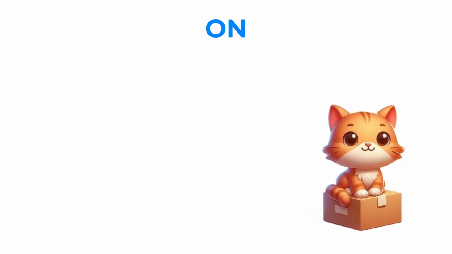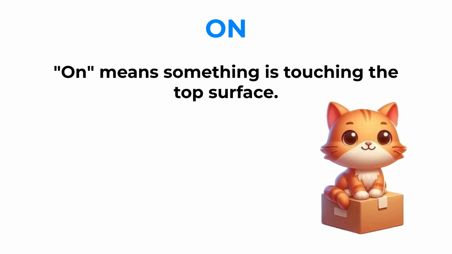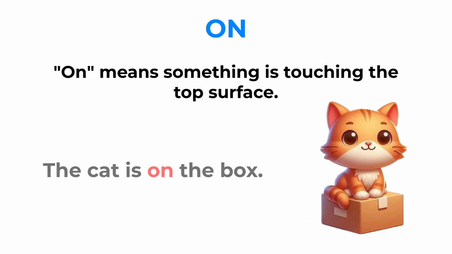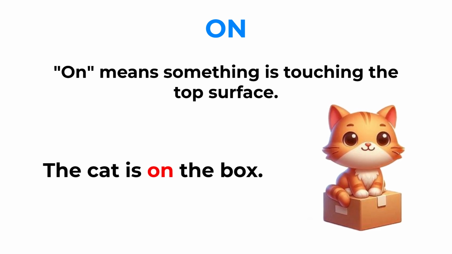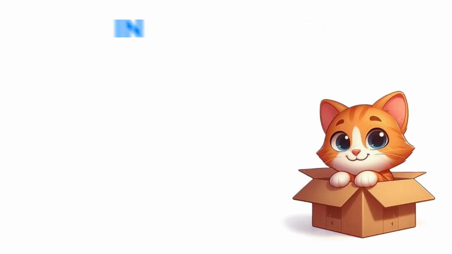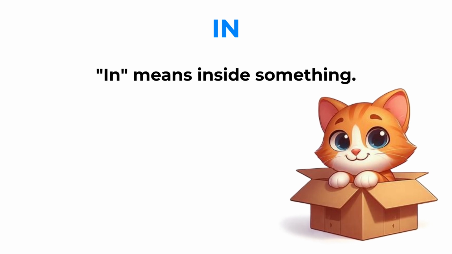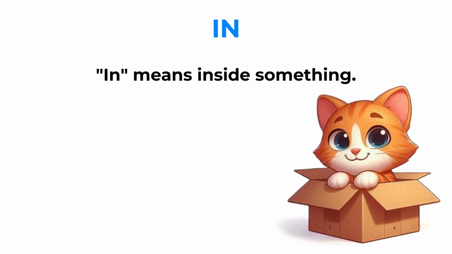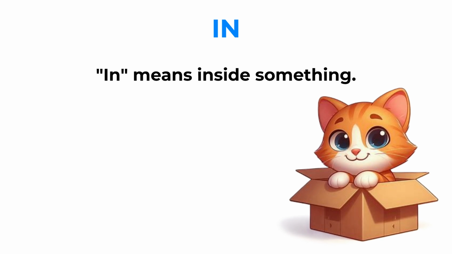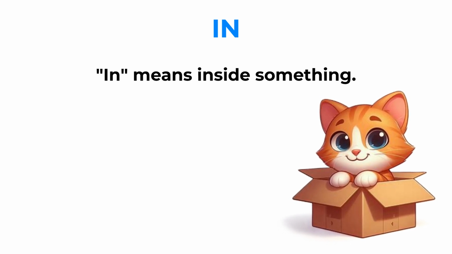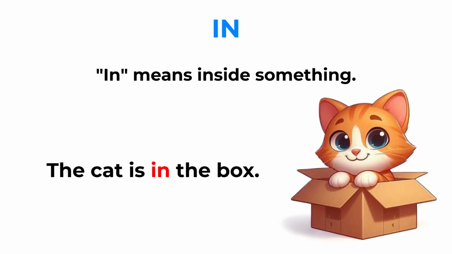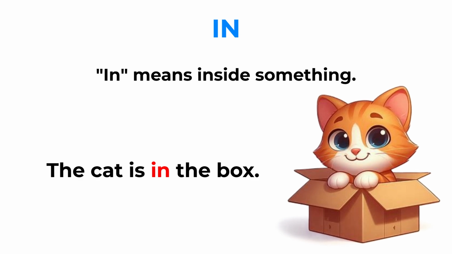On. On means something is touching the top surface. Example sentence. The cat is on the box. In. In means inside something. Now look carefully. The cat is inside the box. Example sentence. The cat is in the box.